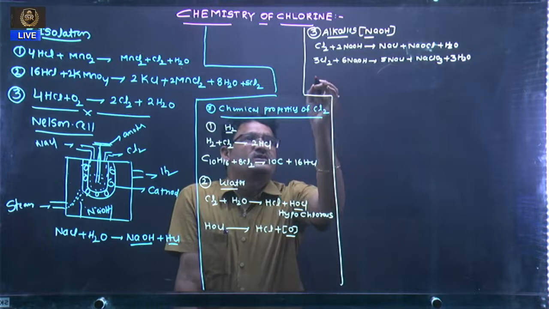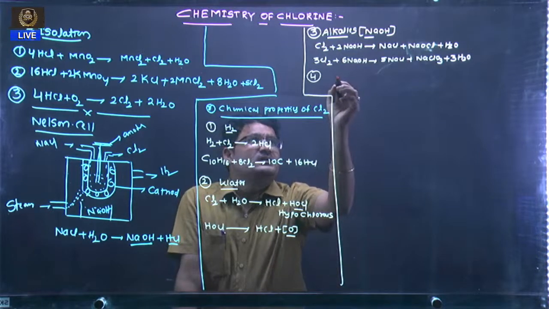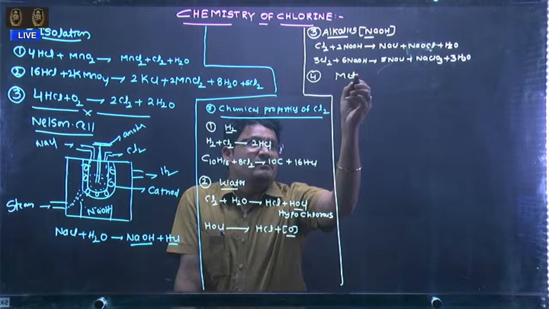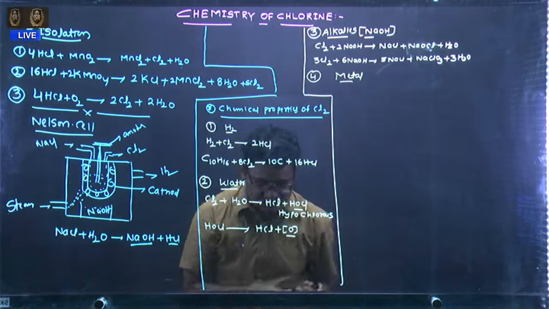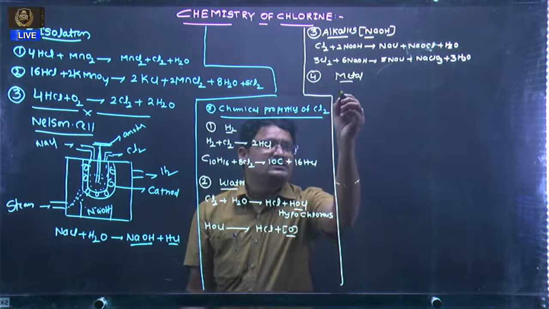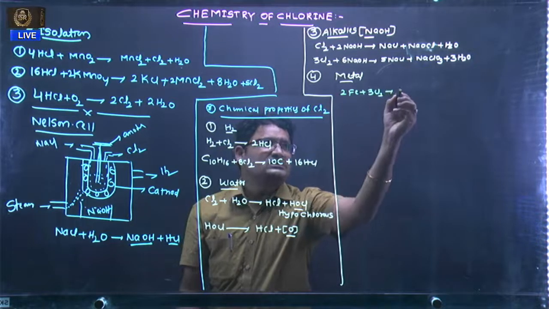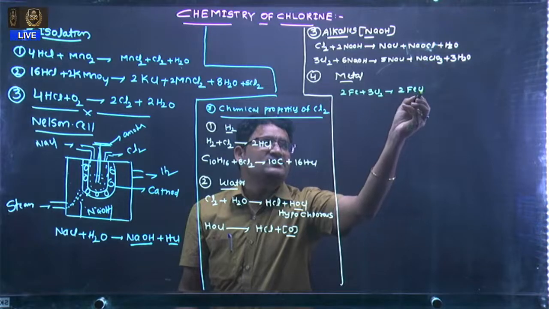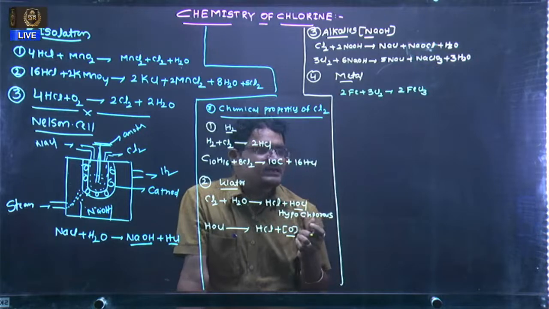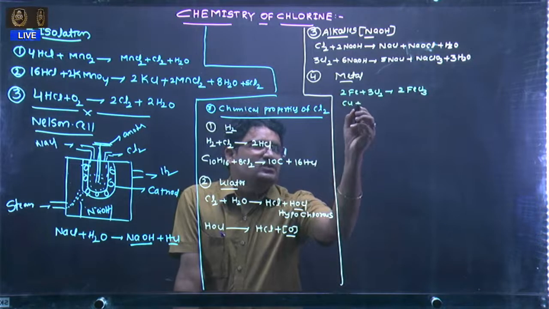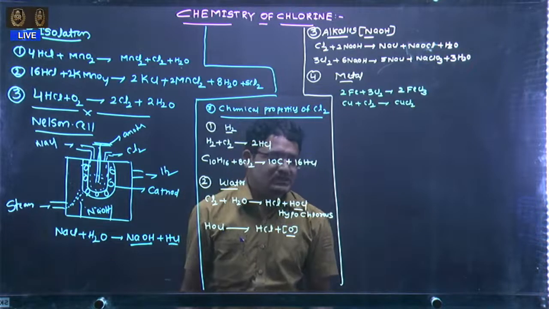The next one, after bases, is the reaction with metals. The best example is when iron reacts with chlorine: 2 moles of iron react with 3 moles of chlorine to give 2 moles of FeCl3. Another example is copper: Cu reacts with Cl2 to give CuCl2.